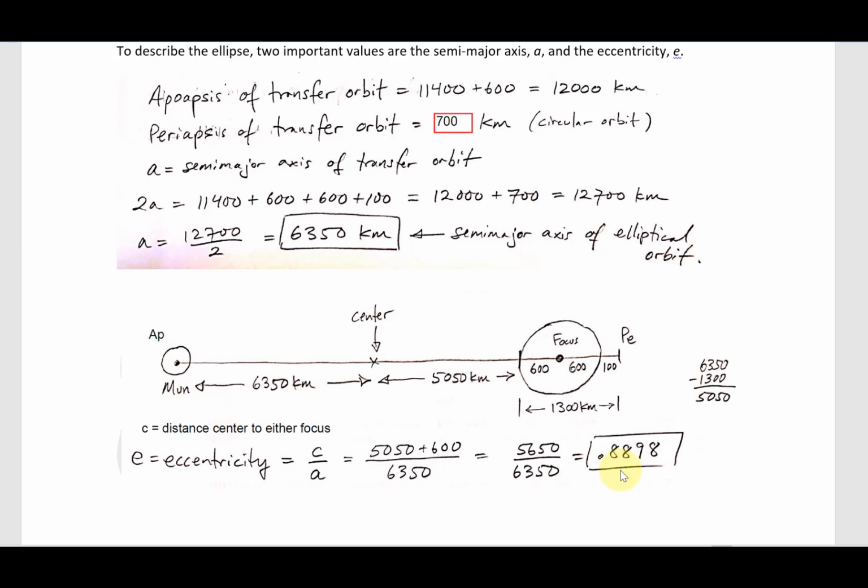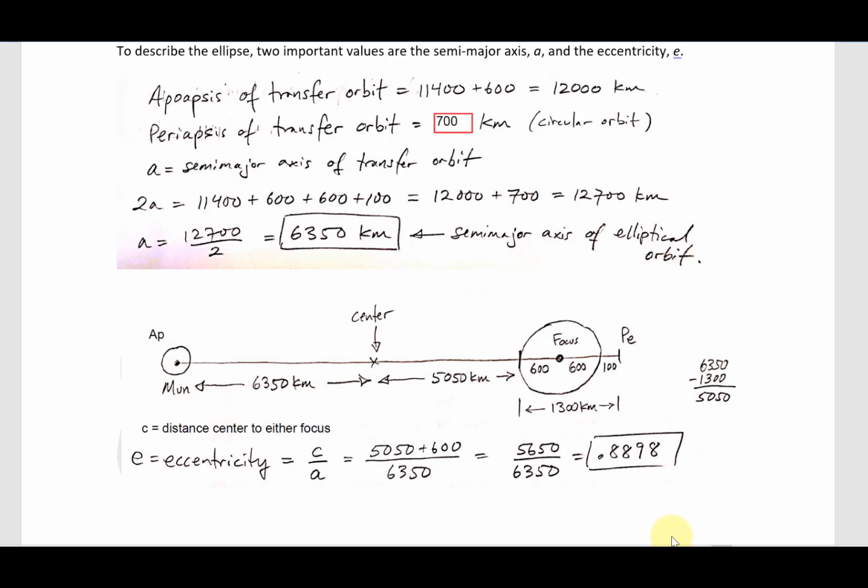That is the eccentricity. That's a pretty high eccentricity. For an ellipse, eccentricity is between 0 and 1. So if you actually hit 1, you have a parabola. If you're actually at 0 eccentricity, that's a perfect circle. So ellipses are between 0 and 1, and this is closer to 1 than it is to 0. It's a pretty highly elliptical orbit.